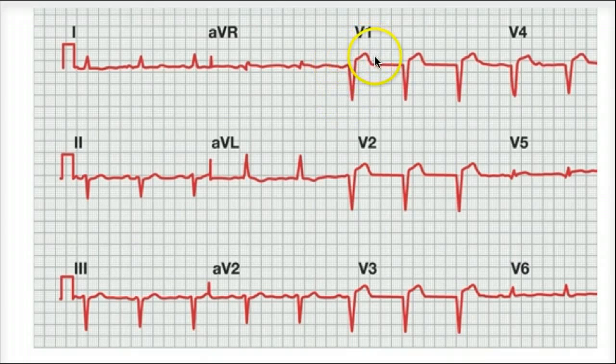We have Q wave, ST segment elevation, Q wave, ST segment elevation, and the same here. The chest leads are showing obvious signs of Q wave and ST segment elevation. This is a beautiful diagram.